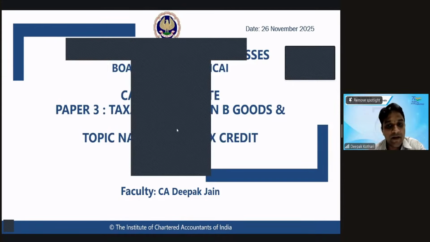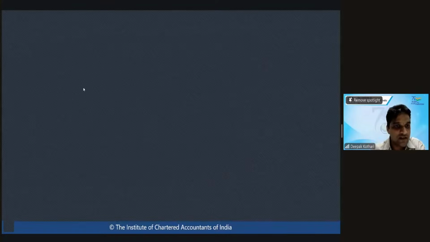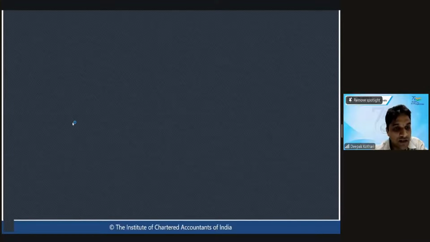Reversal of ITC on capital goods on a pro rata basis. Okay, that is rule 43. Good. Whether rule 43 is applicable to us or not, that I will check first. Because rule 43, as I had seen, is not covered under your syllabus. Let me take and see what the exclusions are. Then it will be easier for you. Yeah. Any more questions?